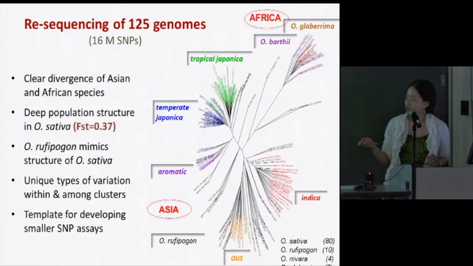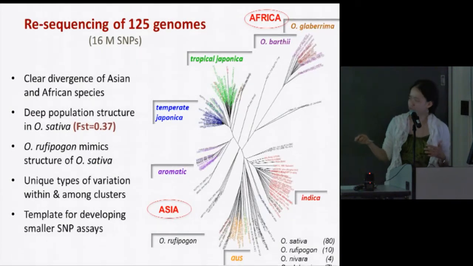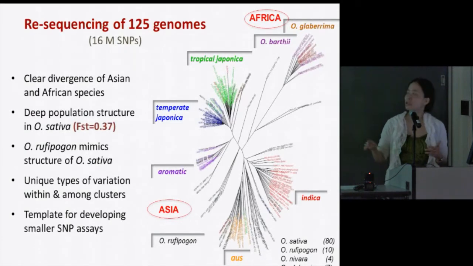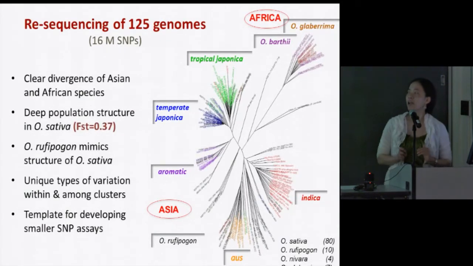So looking at how the cultivated Oryza sativa and this Oryza rufipogon complex grouped together genetically, we can see that in Oryza sativa there are five different subpopulations: the temperate, tropical, and aromatic subpopulations, which together constitute the japonica subspecies, and the indica and aus subpopulations, which constitute the indica subspecies.